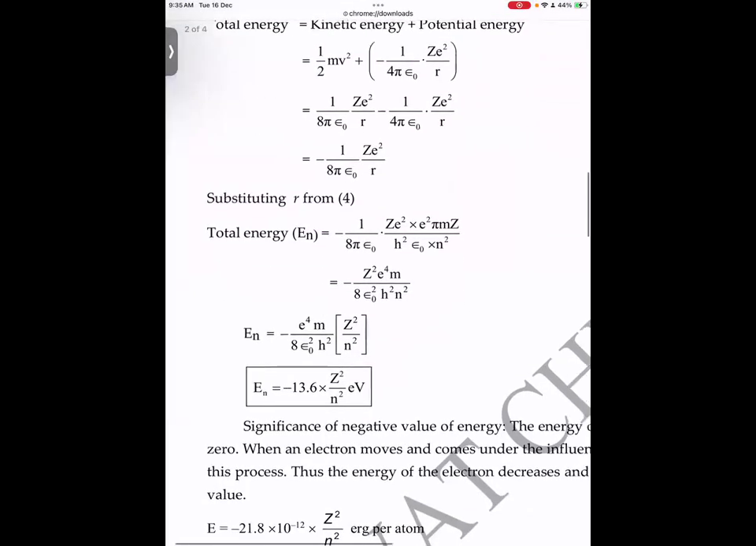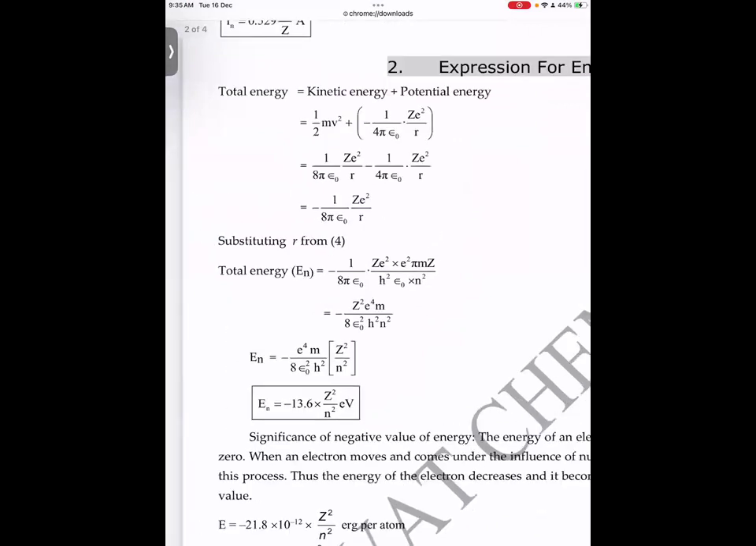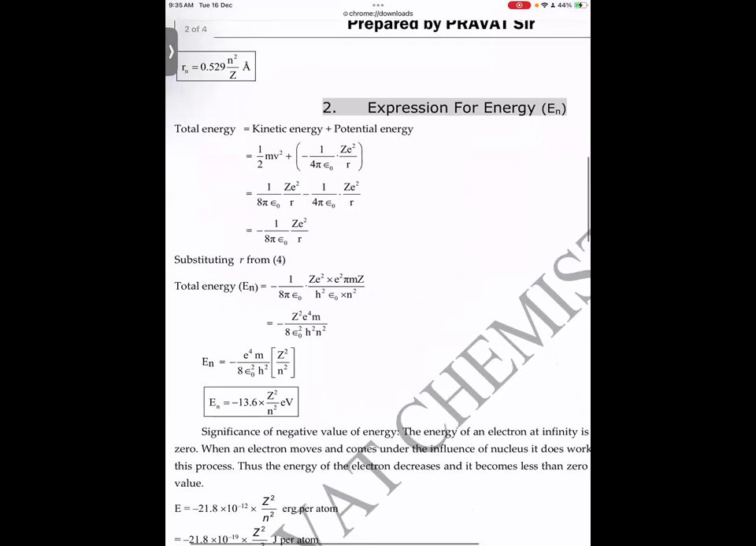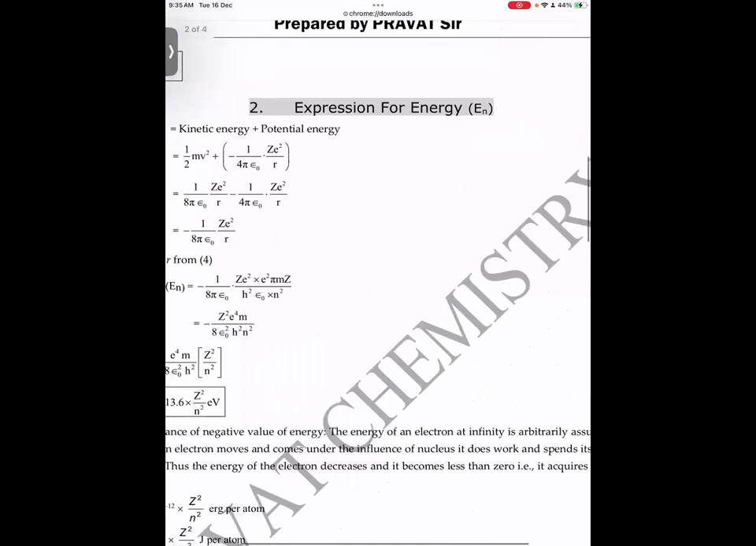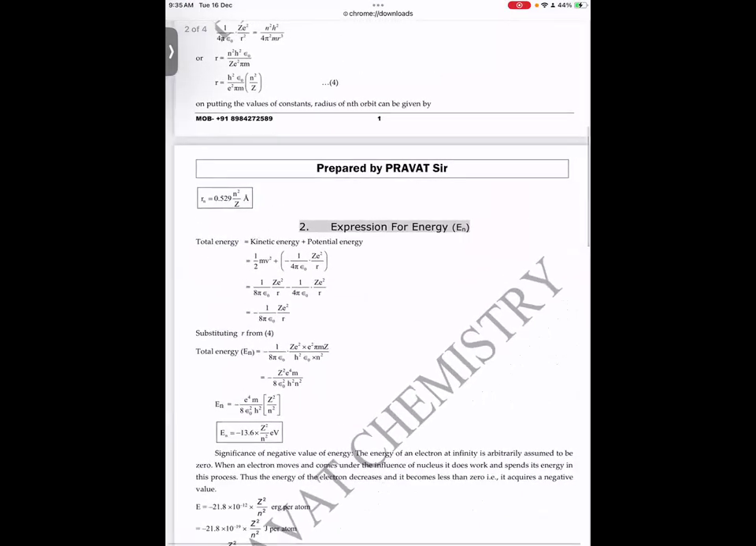Now, what is the significance of the negative sign? You can note down the significance of negative value of energy. The energy of an electron at infinity is arbitrarily assumed to be 0. When an electron moves and comes under the influence of the nucleus, it does work and spends its energy in this process. The energy of the electron decreases and it becomes less than 0, that means it acquires a negative value. So quickly note down the significance of the negative sign.